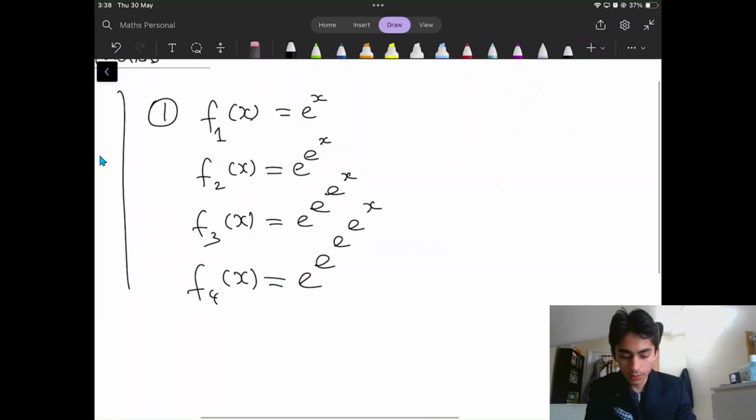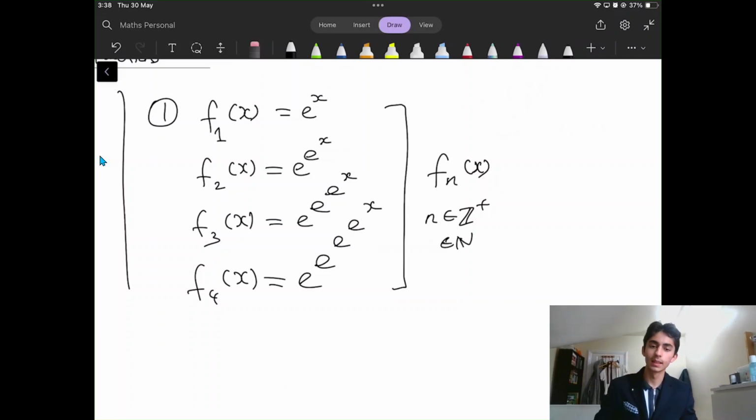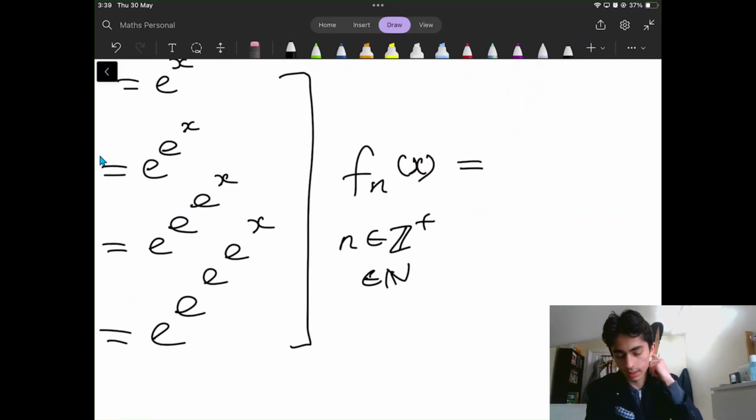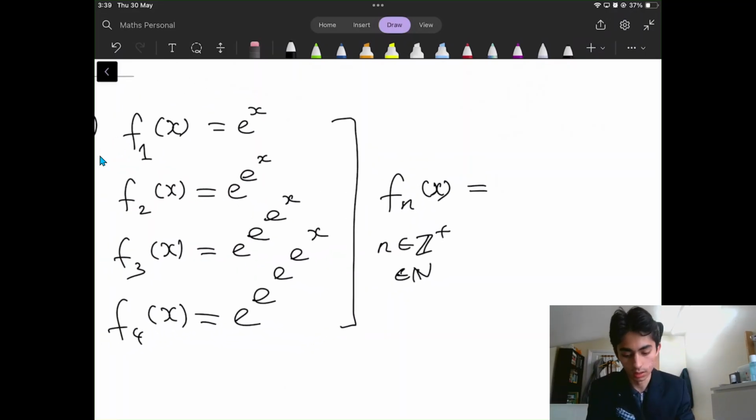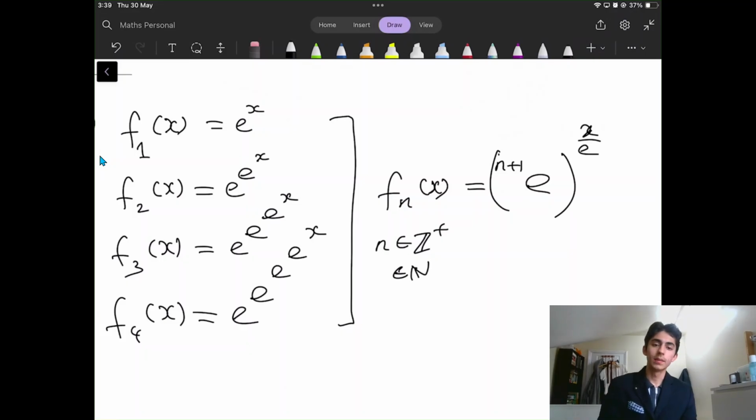If you were interested in coming up with a general form for f sub n of x, where n is a positive integer or natural number, whatever you want to call it, then I think you could use the tetration notation to express this. I would do it like this: e tetrated to the degree of n plus 1, and then all of that raised to the power of x over e.